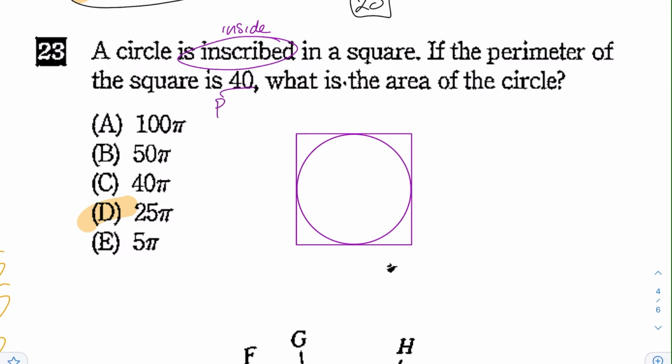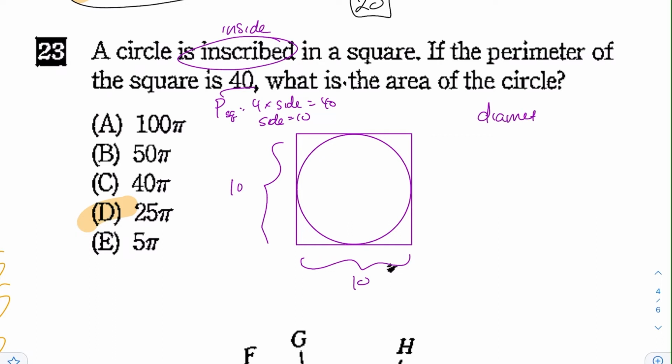So remember, perimeter of a square is equal to 4 times the side. That's equal to 40, which means that the side is equal to 10. So it's a 10 by 10 square. And the diameter of the circle is equal to the side of the square in this case, because the circle is inside the square.